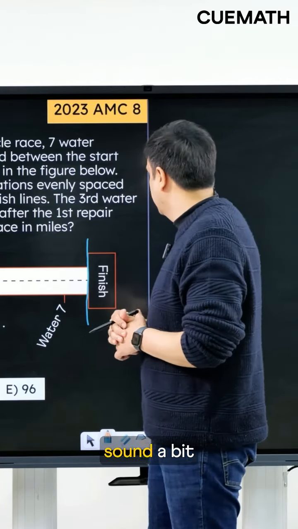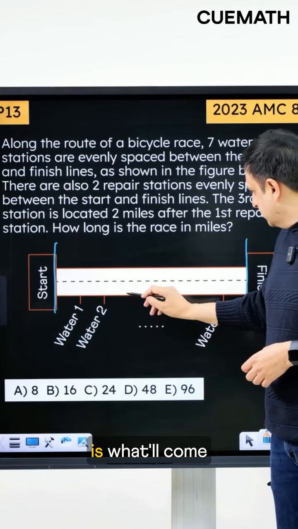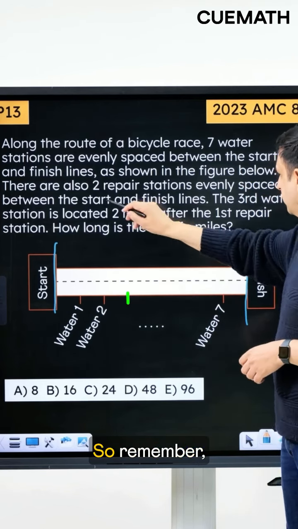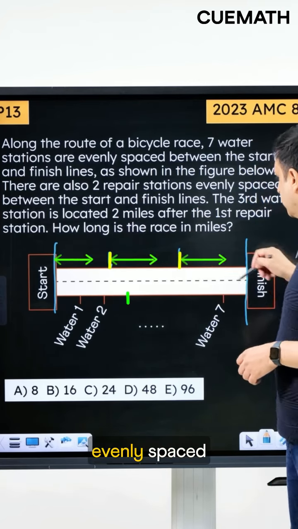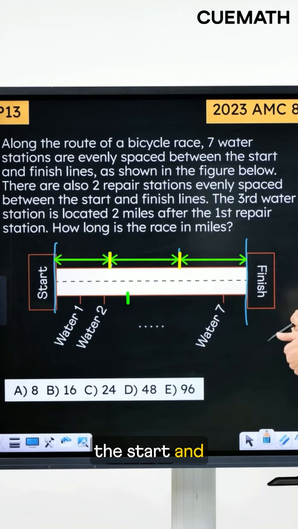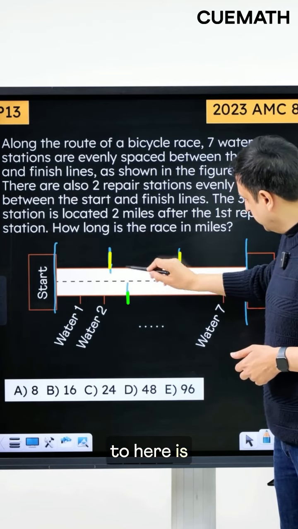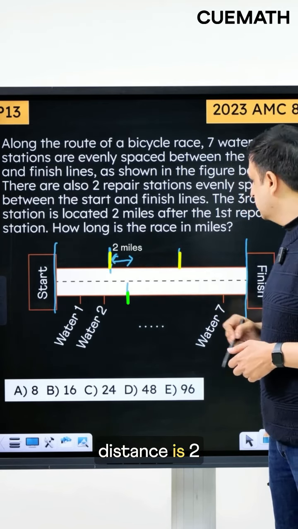So this might sound a bit confusing, but let's just go through with it. So the third water station, which is what will come up over here, is 2 miles after the first repair station. So remember, there are 2 repair stations. So let's put one over here and one over here, and they're also evenly spaced between the start and the finish lines. So if the gap from here to here is 2 miles, this distance is 2 miles, how long is the race in miles?